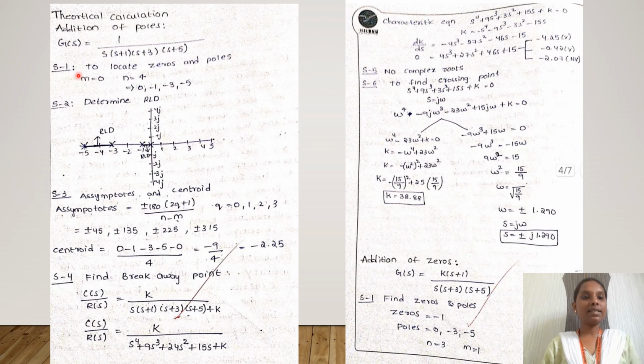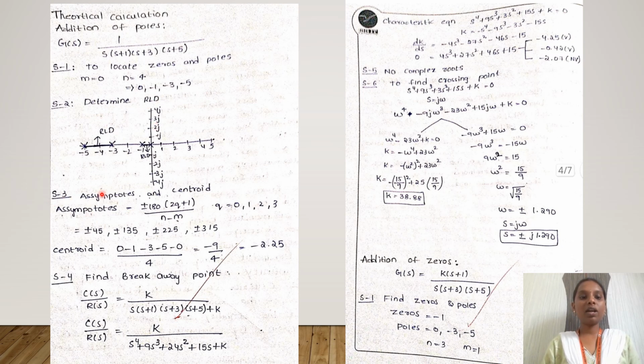Next, we can see one example, that is addition of poles. This is the transfer function. Step one is we locate the zeros and poles. So here there are no zeros, and there are 4 poles: 0, minus 1, minus 3, minus 5. So we can locate these poles in the S plane.